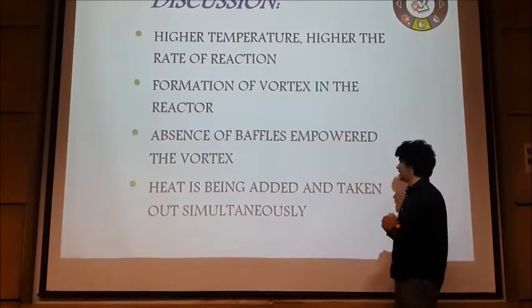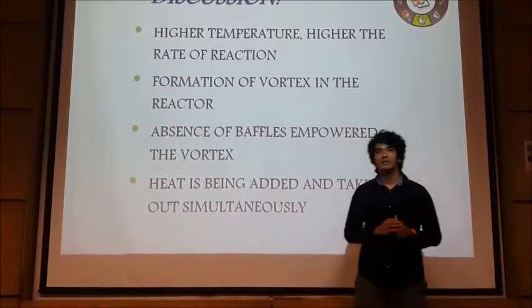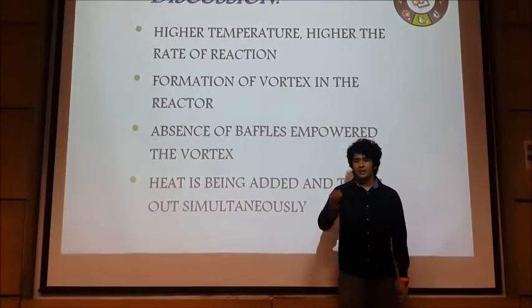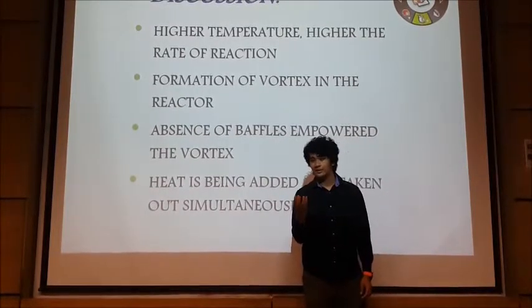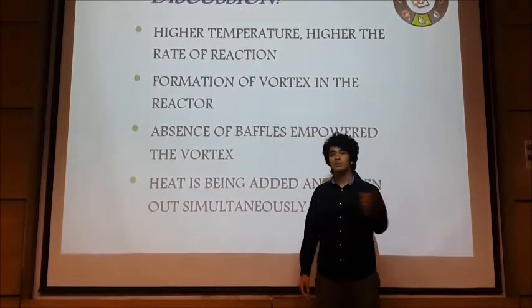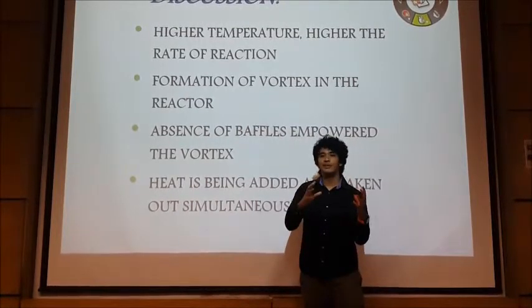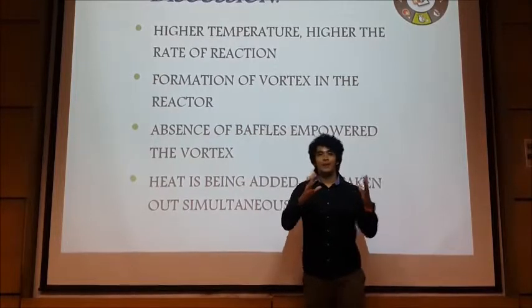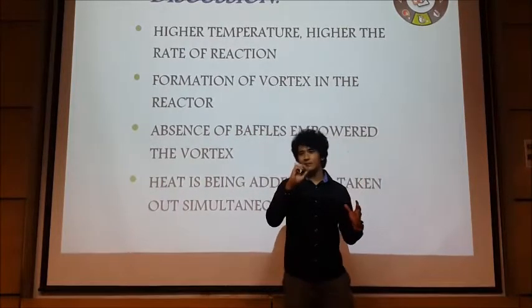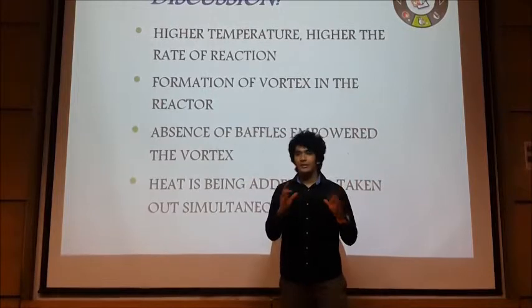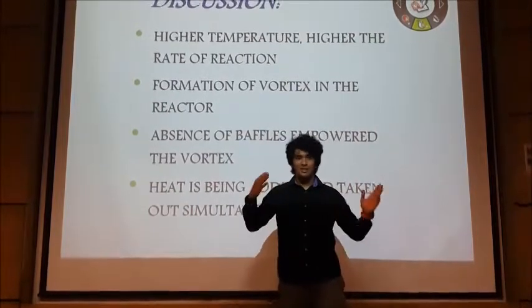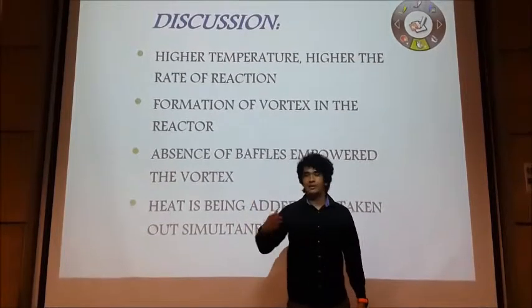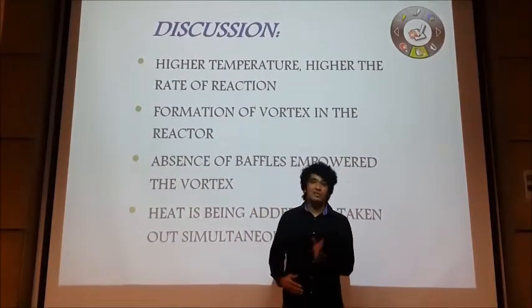Heat is being added and taken out simultaneously. Now, how is this happening? The heating coil in the tanks heats up the reactants, and the water bath cools down the reactants in the reactor. As we know, when you take out heat from a reaction, the reaction tends to go the other way around, behave backwards. In other words, the rate of reaction is disrupted, so it goes slower actually.